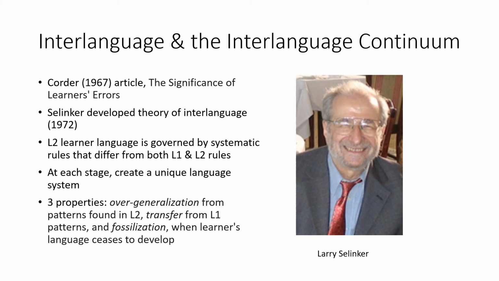The second characteristic or property is known as transfer. This is a reinterpretation of what the behaviorists called interference. The behaviorists claimed that the first language will interfere with the second language. Selinker said, no, the first language provides information that may inform the second language, and it may inform it correctly or it may inform it incorrectly, but that's one of the strategies that's used. Transfer is how he referred to this, transferring of information from L1 patterns.